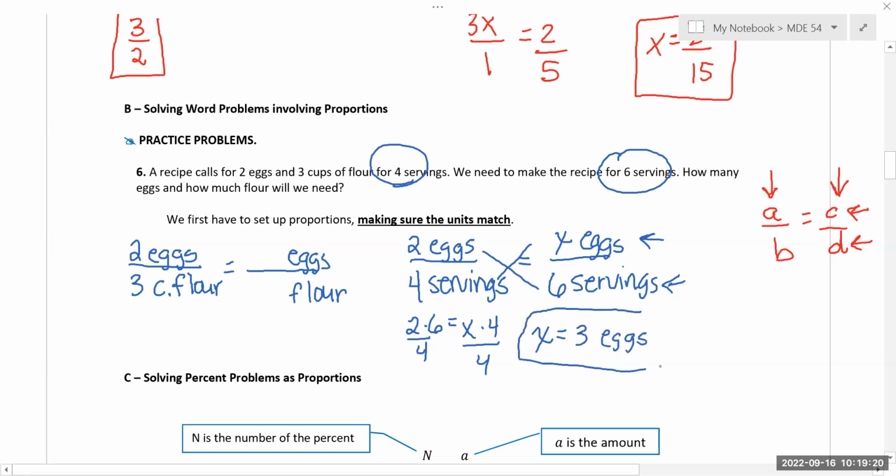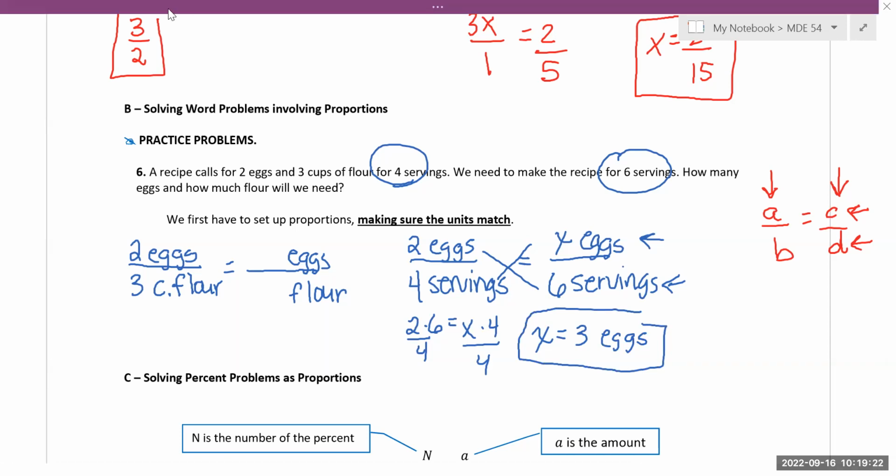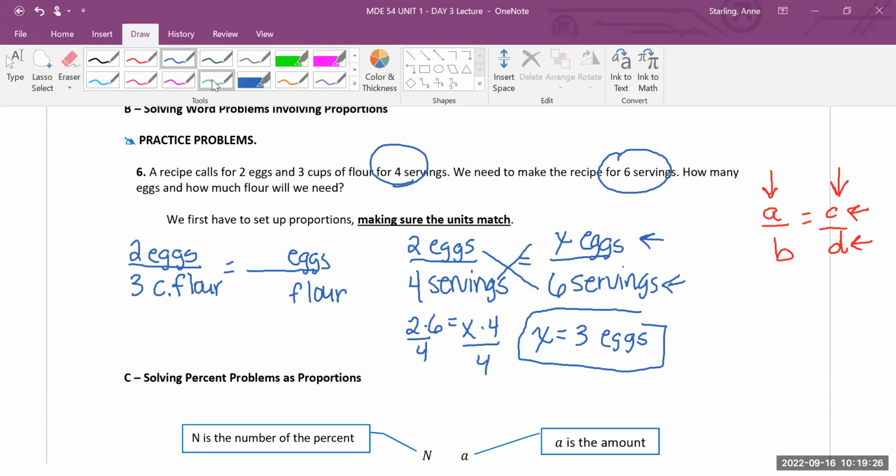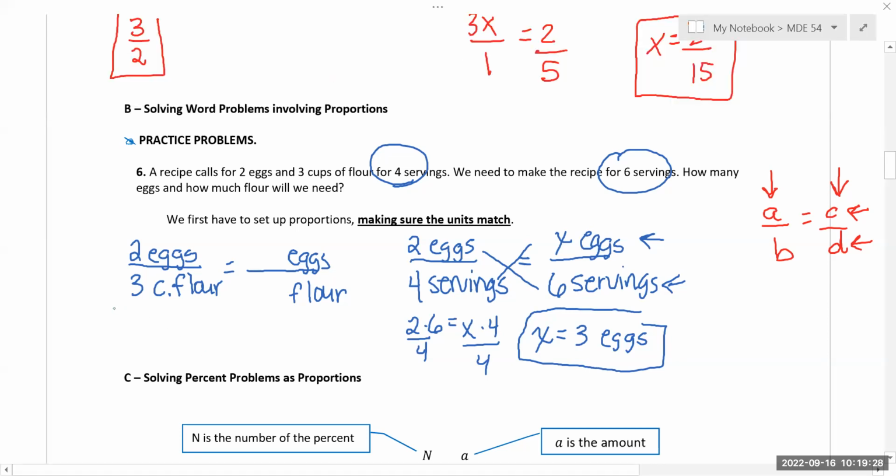And then we're going to do the same for flour. Let me change my color so that we can tell it's flour this time. So I'm going to go back to the original. 3 cups of flour is in 4 servings. So how many would we need for 6 servings? And then we would cross multiply. So you end up needing 4.5 cups of flour as well.